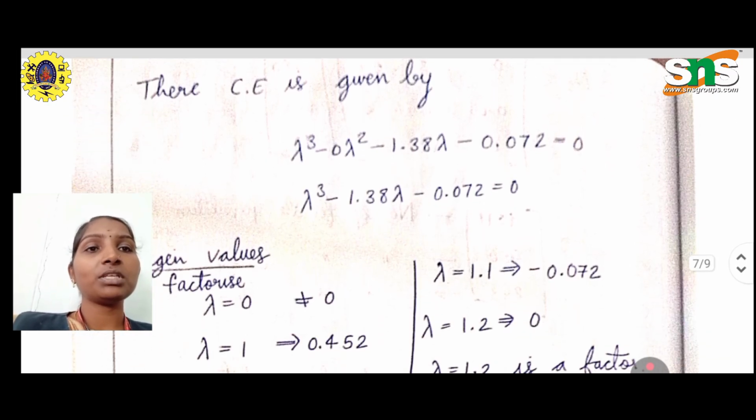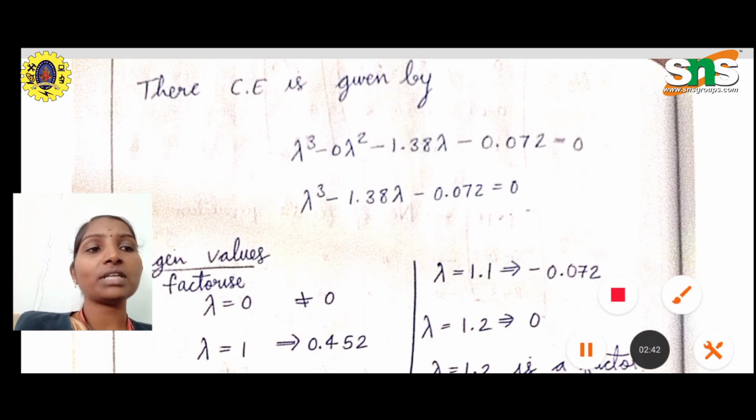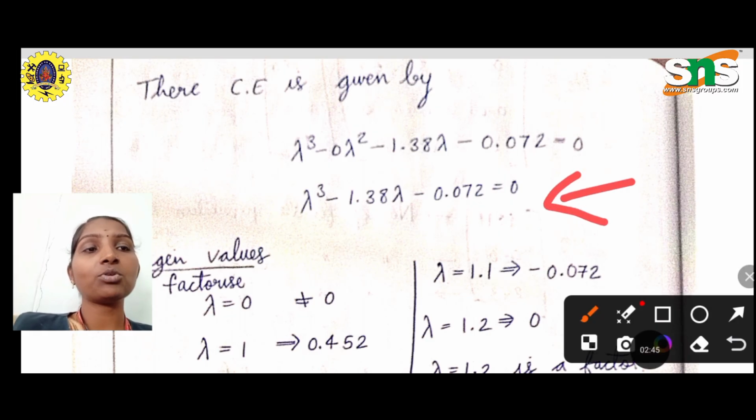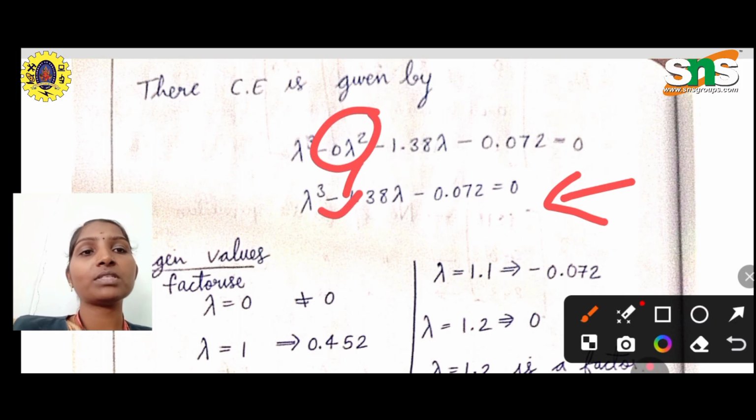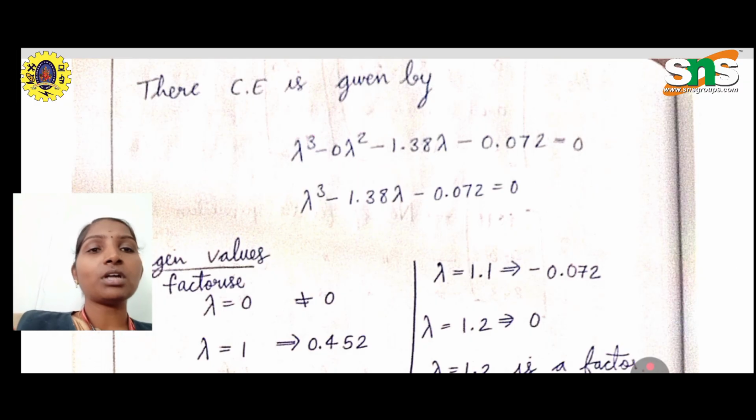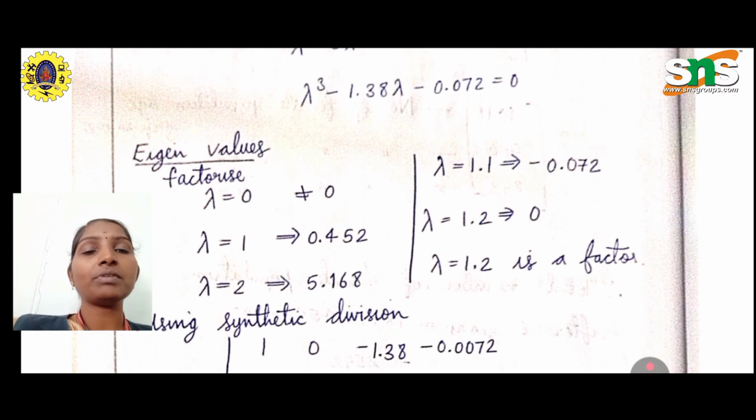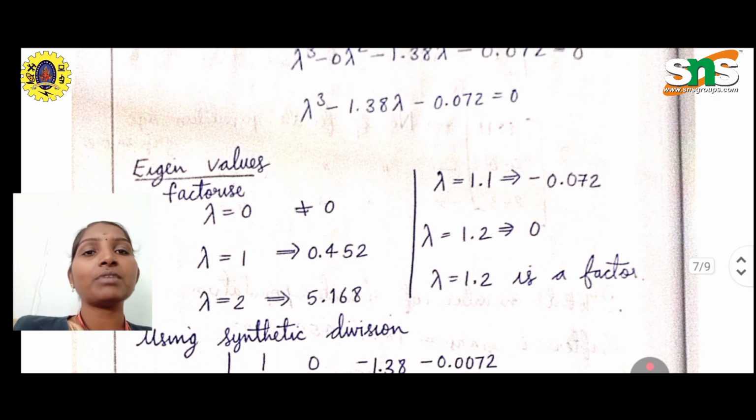On substituting the values in the above formula, we have lambda cube minus 0 lambda square minus 1.38 lambda minus 0.072 as the characteristic equation. Since it is 0 here, we will just skip this term. So now we are going to find the eigenvalues. How will we find the eigenvalues? We have to factorize the characteristic equation, and we have to use the trial and error method.